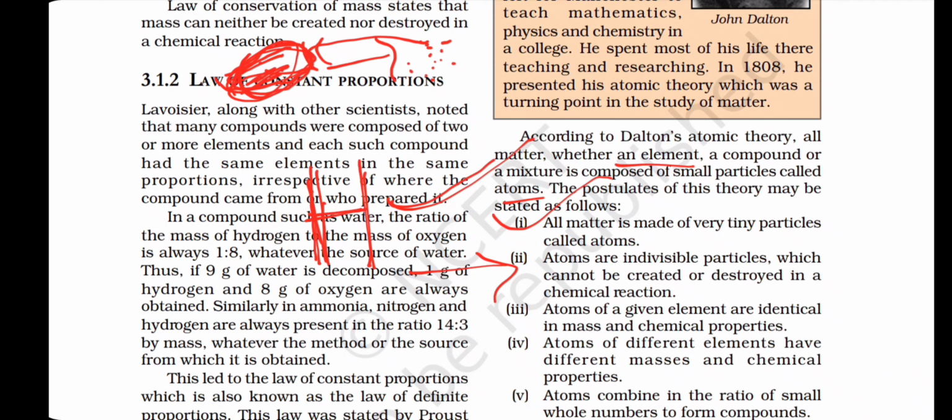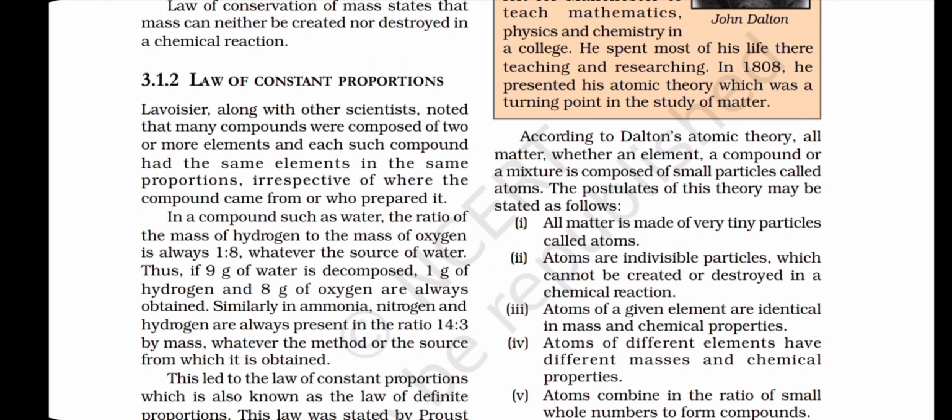So the atoms of a given element are identical in mass and chemical property. Suppose I take the atom of hydrogen. Its chemical property is that it is highly inflammable, and its weight is 1 AMU, 1 atomic mass unit. It is the same for all the atoms of hydrogen. So the third postulate is that atoms of a given element have identical mass and properties.